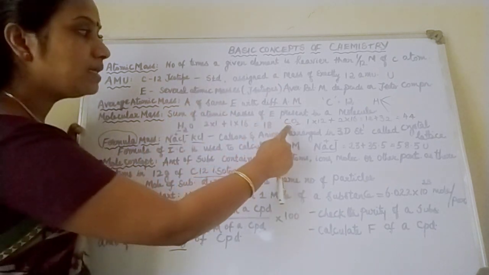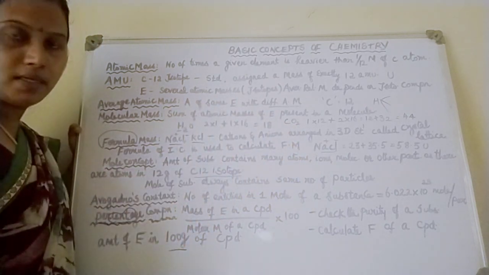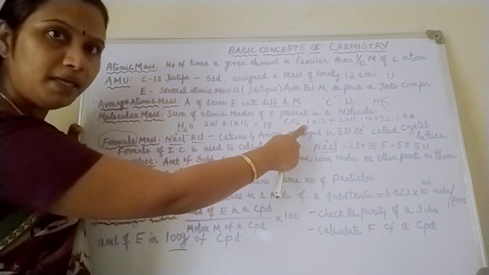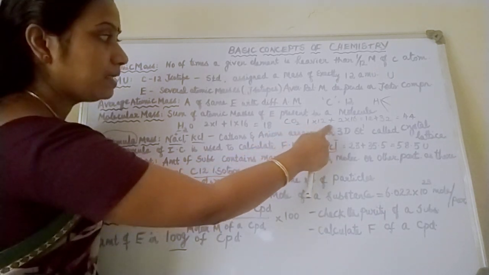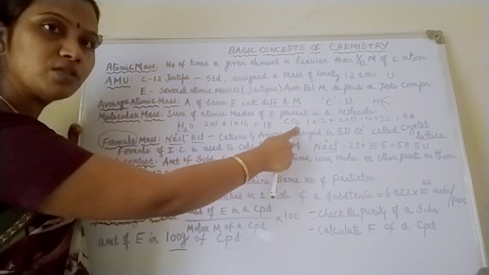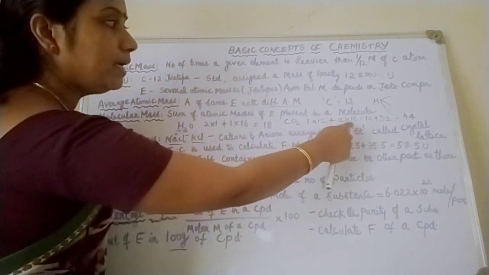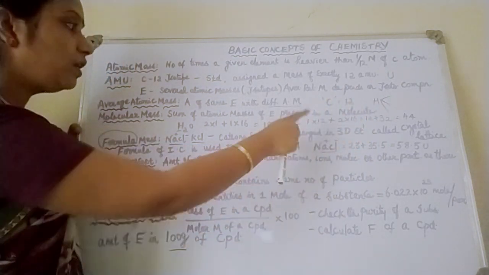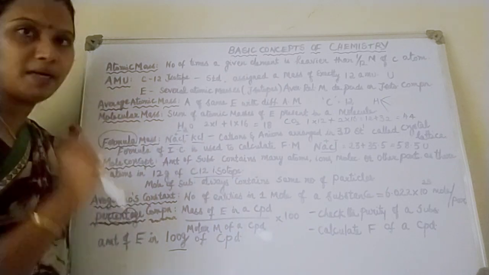Okay. Now consider the second example, carbon dioxide. How many carbon atom present? 1. And what is the atomic mass of carbon? It is 12. So 1 into 12 plus. How many oxygen atom present? 2. What is the atomic mass of oxygen? 16. So 2 into 16, 32. So 12 plus 32 will be your 44. 44 is the molecular mass of carbon dioxide.